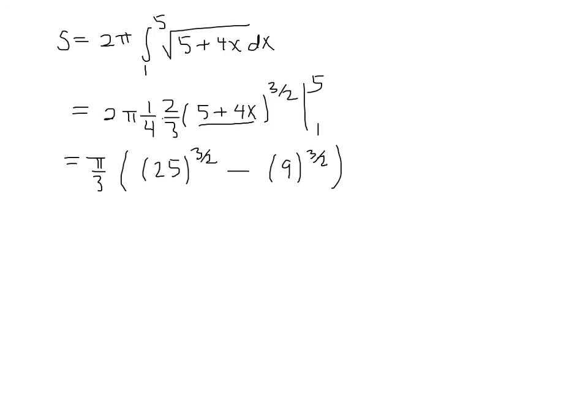Now 25 to the 3/2 is the square root of 25 cubed. So 25 rooted is 5, 5 to the 3rd is 125, minus the square root of 9 is 3, and 3 to the 3rd is 27. And in the end we have 98 pi over 3.